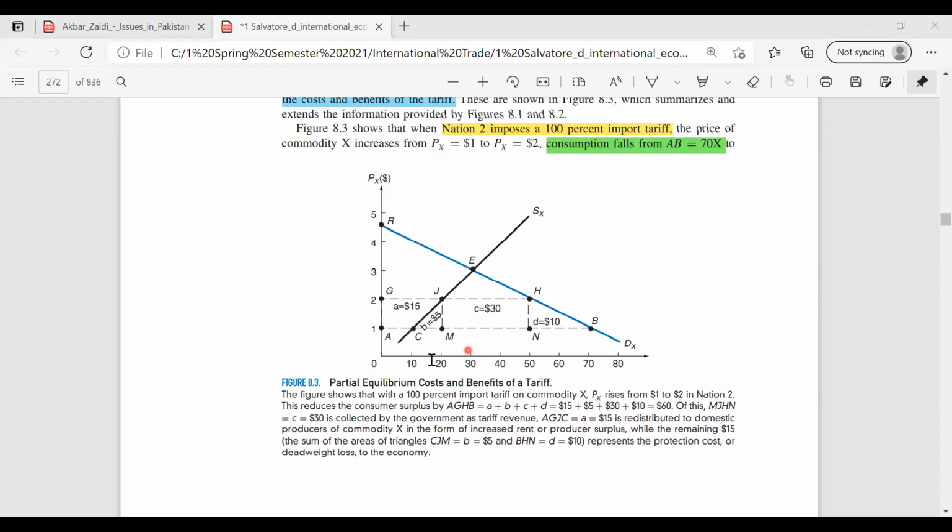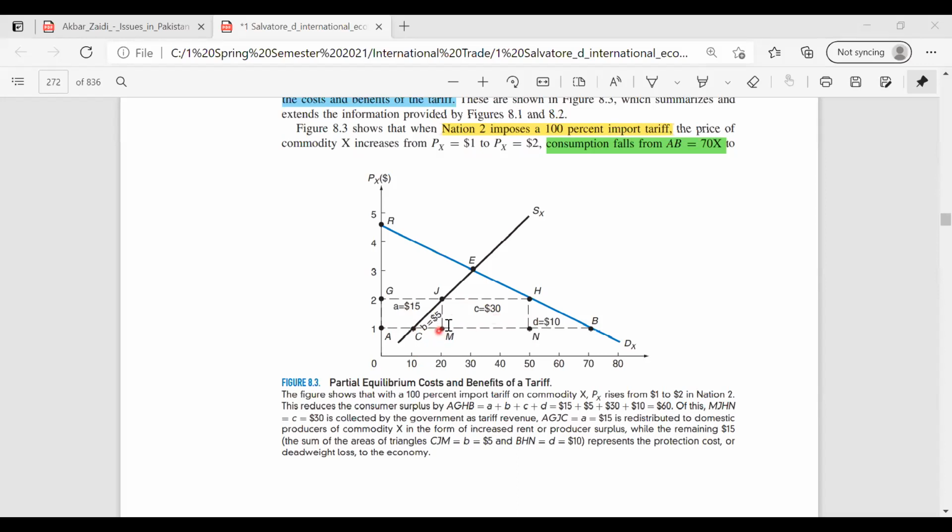Now we see that the decrease in the consumer surplus can be divided into these 4 parts: A, B, C, and D. From these parts, A, which is equal to $15, is added to the producer surplus. And these $30 which are received from the consumers go to the government.